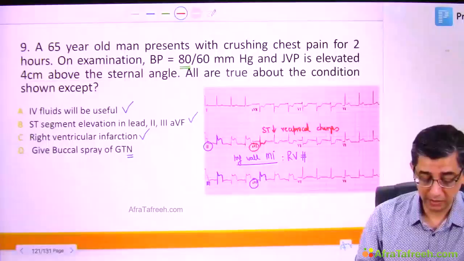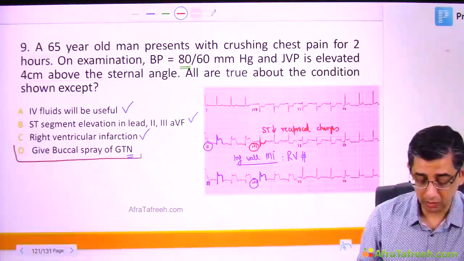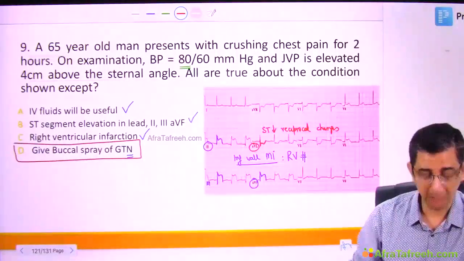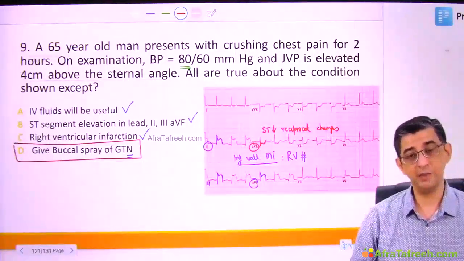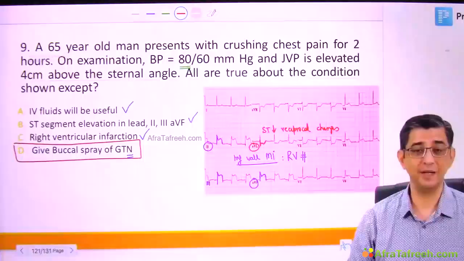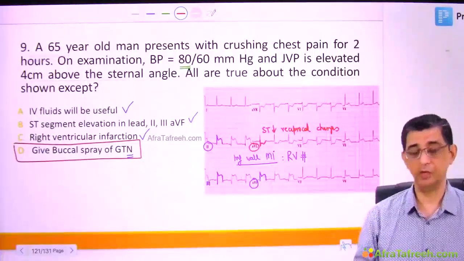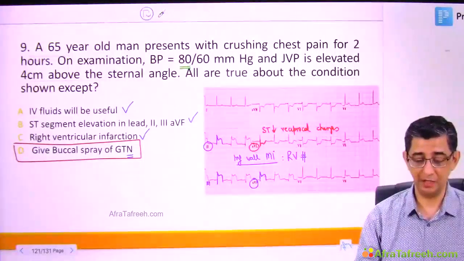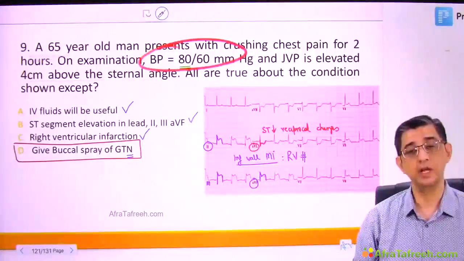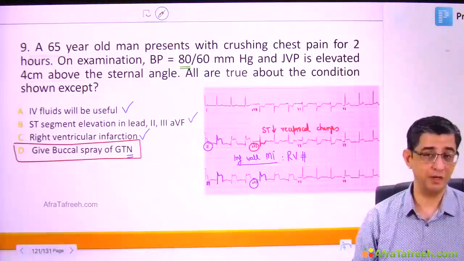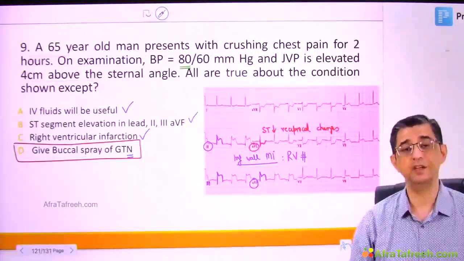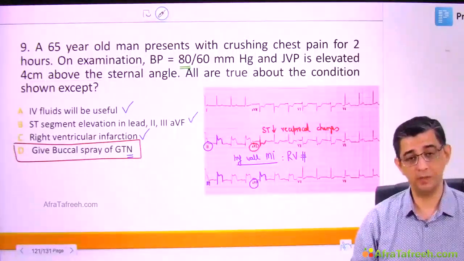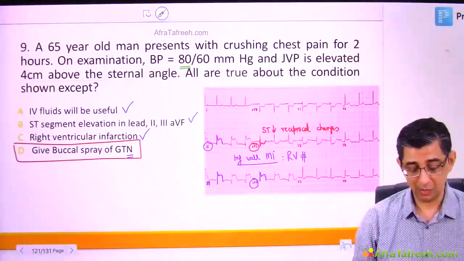I have highlighted this even in the routine lectures that we do not give nitrates to patients of inferior wall MI. Nitrates are contraindicated, especially if systolic blood pressure is less than 90 millimeters of mercury. Even if you cannot interpret this ECG, the basic point you need to understand is the dramatically low blood pressure values of this person, and since the BP values are dramatically low, GTN will definitely not be administered. The answer to this question is option D.